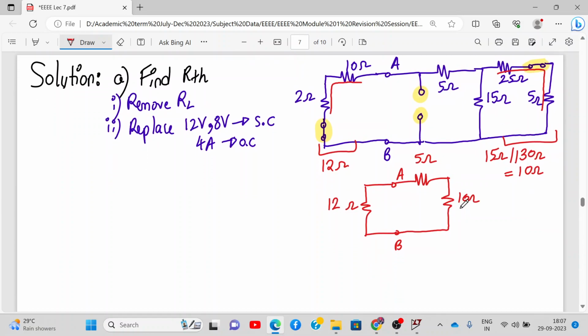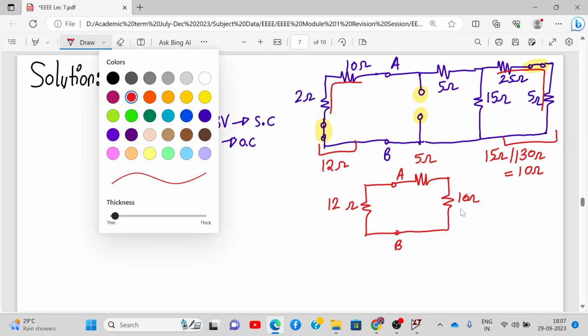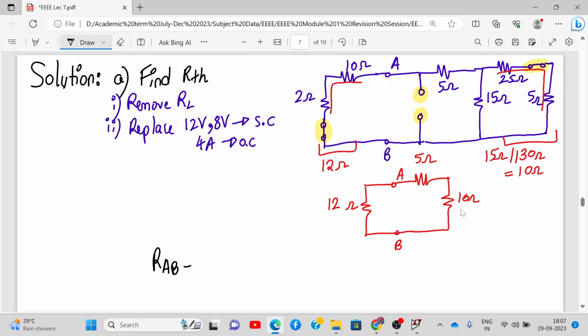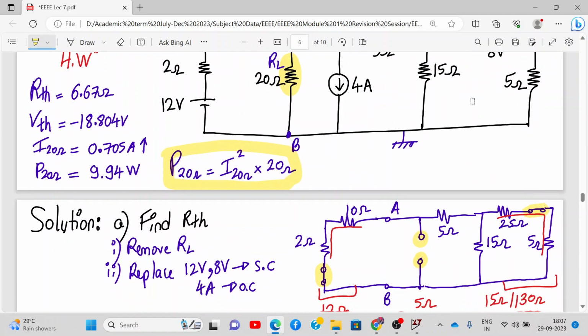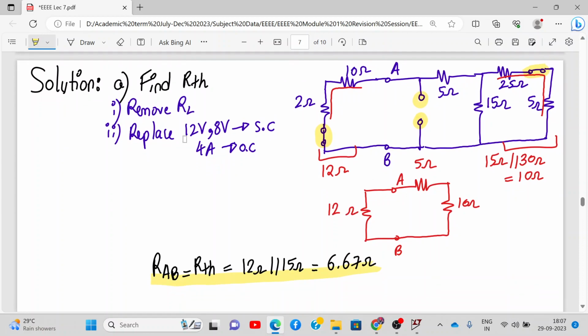Alright, now these two resistances will be again in series. So basically RAB, or Thevenin's resistance, will be this 12 ohm parallel to 15 ohm. And if you work it out, this comes out to be 6.67, actually 6.666 with the 6 never ending, but we'll round it to 6.67 ohms. So this is my Thevenin's resistance, RTH. Again I repeat, what did we do? We removed the load RL and deactivated all the voltage and current sources. We replaced the 12 volt and 8 volt voltage sources with a short circuit and the 4 ampere current source with an open circuit, and we got the value of RTH.